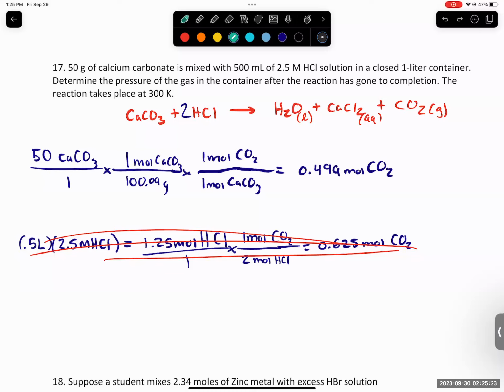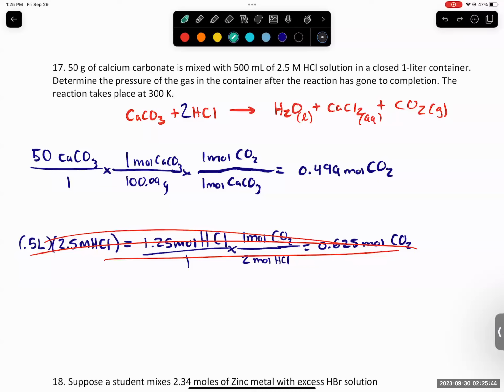PV equals nRT, right? Because we're not given a before and after scenario. I mean, yes, there's before the reaction happens and after, but we're not given the information of a gas before the reaction and after the reaction. That's when you would use Boyle's law, Charles's law, and all those other laws.